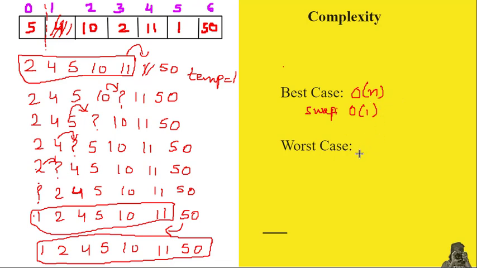In the worst case, the array will be given to you in descending order. So in that case we have to do n number of comparisons and again n number of swappings will be done. So again the worst case time complexity for insertion sort is n square and swappings will also be n square.